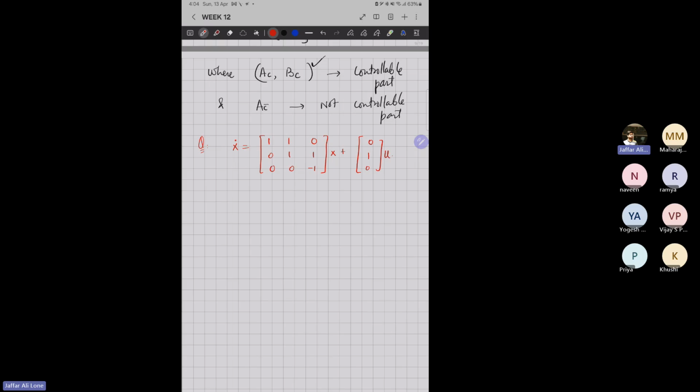Now you have to check whether my system is controllable or not. When you check using MATLAB, you'll find your system is not controllable. The rank of my MathCal C should be equal to 3, but it's equal to 2, which is less than 3. It implies here A comma B is not controllable.